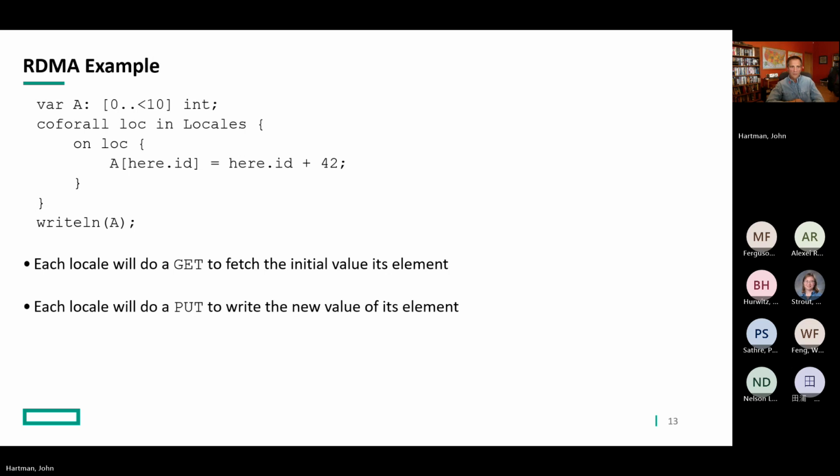So here's my RDMA example. It is my previous example. But what I want to point out here is that inside of this function, it's setting the value of A. Actually, I changed it, so this is wrong. But it's setting the value of this A. So what's going to happen here is it's going to do a put to put the value into the A array at the right location. So that's what's going to happen inside of this loop.